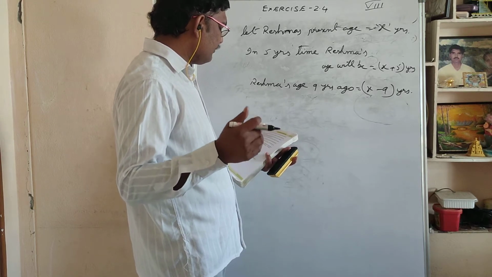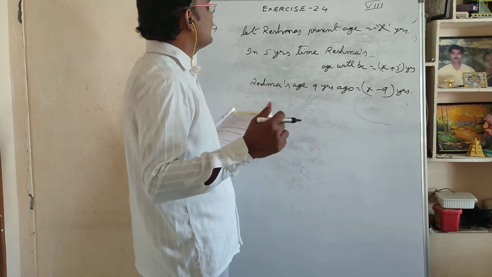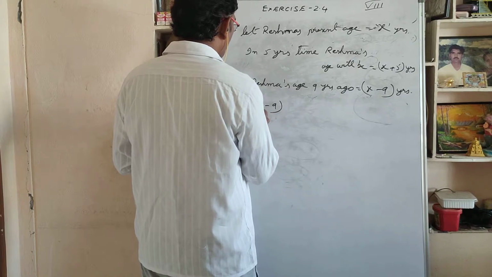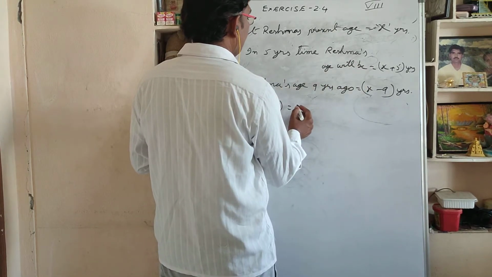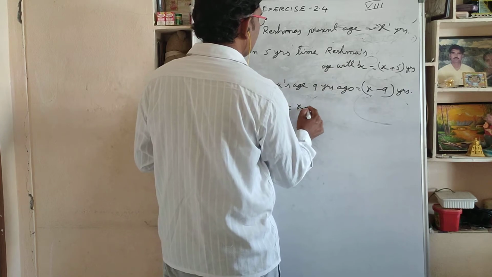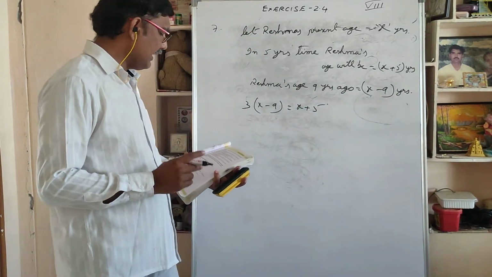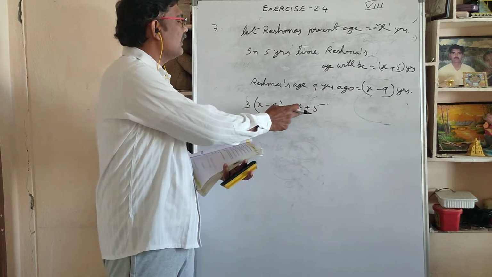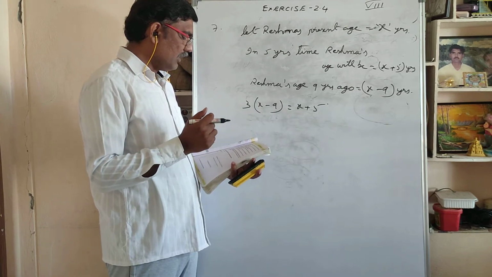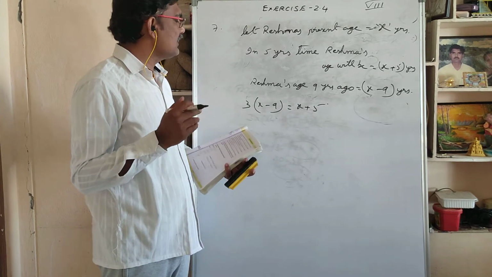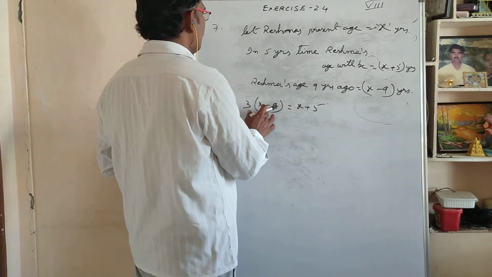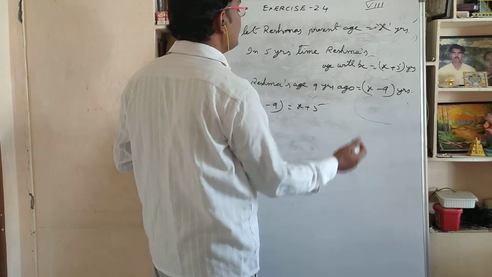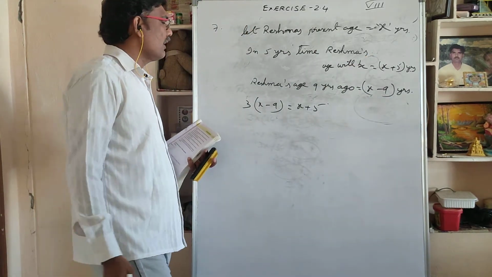Reshma will be 3 times as old as she was 9 years ago. Nine years ago, how much age is there? That, if you multiply with 3, will be equal to her age after 5 years. Let me read again once more: Reshma will be 3 times as old as she was 9 years ago. Nine years ago, how much age is there? If you multiply that with 3, in 5 years how much age will she get? That will be equal. Okay.